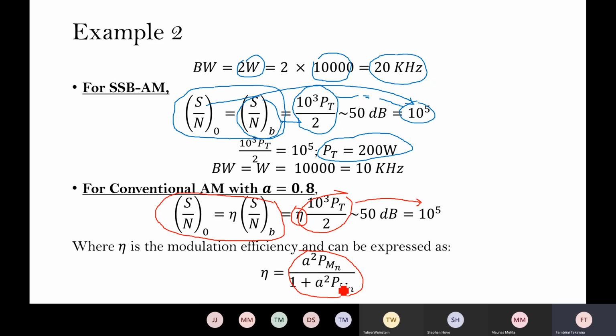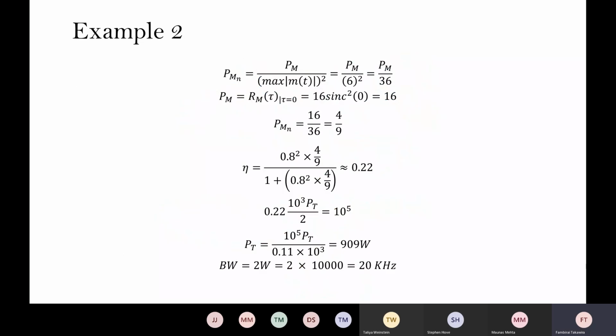In this question, a is given. We are told that the modulation index is 0.8, so we know that. So the only term that we need to find is PMN. Now, PMN is easy because we are given the autocorrelation. Pm, the power, is the autocorrelation at tau equal to 0. So Pm, we can calculate that, and it will essentially be 16.